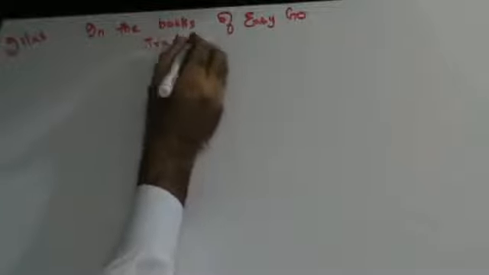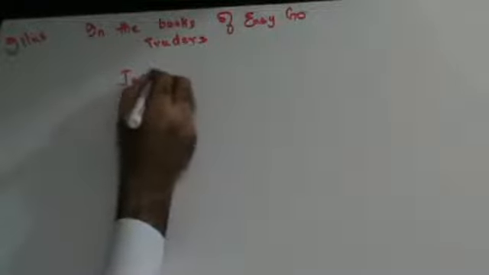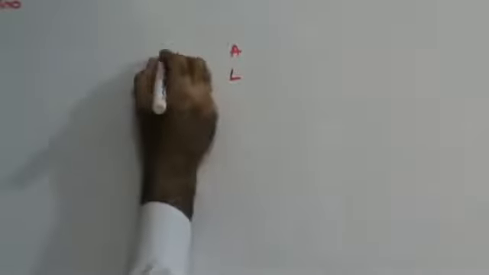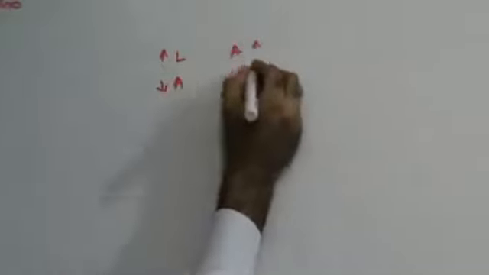We're doing question number 2, illustration 2, in the books of Easy Go Traders. Journal. Now when you're doing this, the first thing you have to make sure is you write your rules down. LAAL: liability increases, assets decreases, assets increases, liability decreases. Debit, credit. Once you've written this, then you can start with your sum.